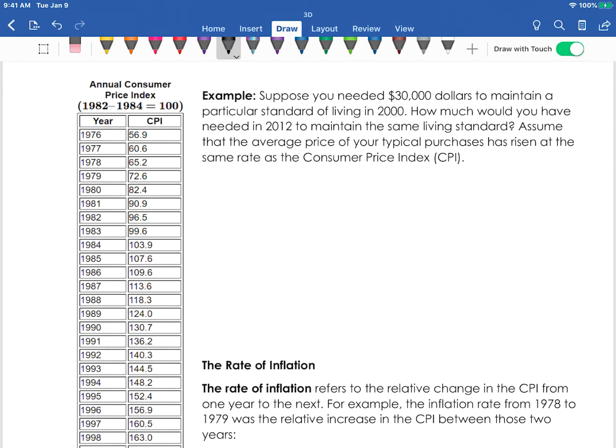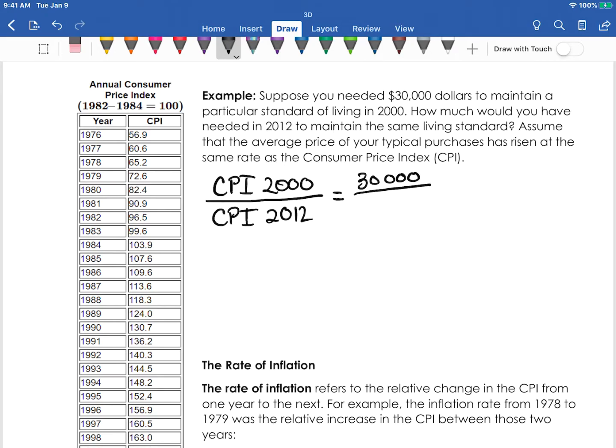Set up a ratio. So we're going to do CPI for 2000 over CPI for 2012. And we're going to set up our standard of living in 2000 would be 30,000. And what we're looking for is the standard of living in 2012. So that's going to be our unknown, what we're looking for. So I'm going to use cross multiplication to solve for x. So I'm going to do the CPI in 2000 times x, and that's going to be equal to the CPI in 2012 times 30,000.